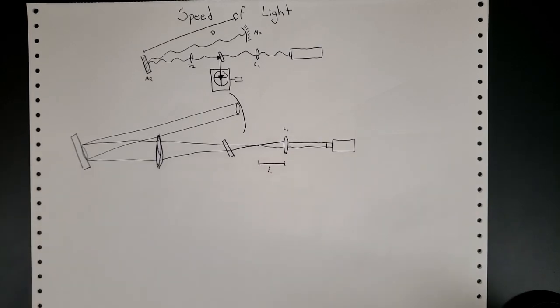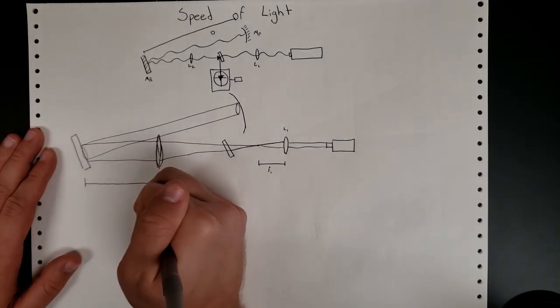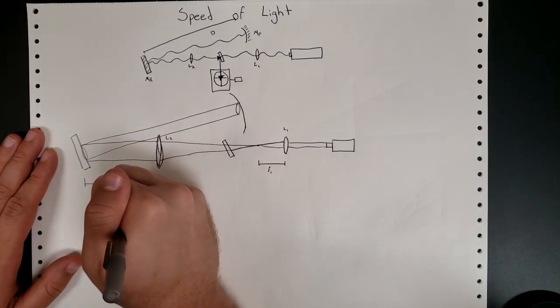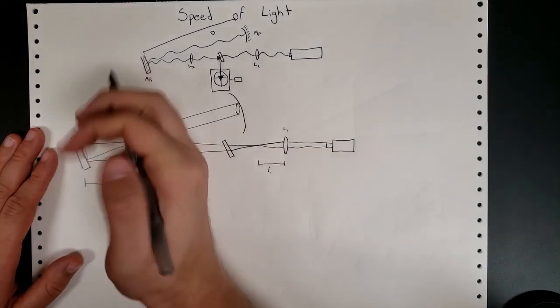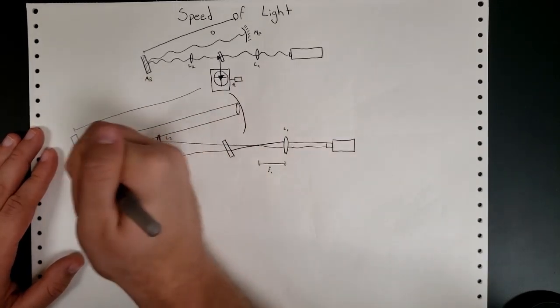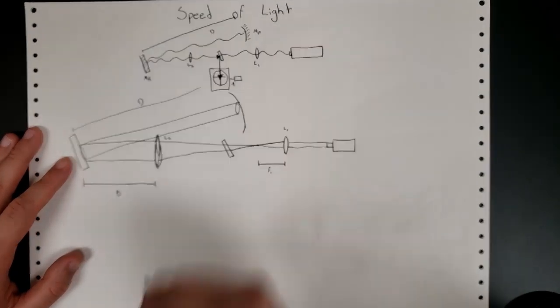So let's label some important distances that we're going to be using later on, and you'll see why these distances become important as we go. We'll label the distance from L2 to the rotating mirror as distance B. We already know the distance from this rotating mirror to our fixed mirror. That's distance D.